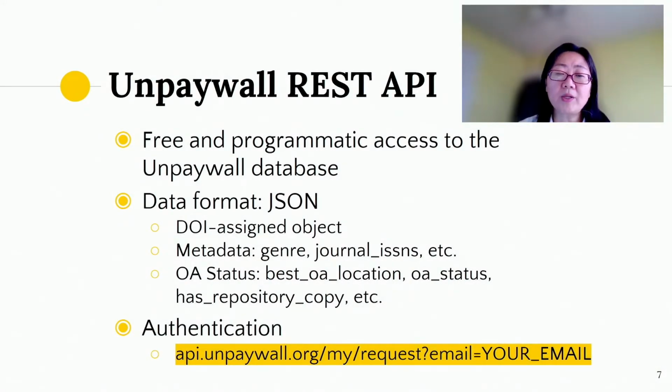Unpaywall's REST API provides free and programmatic access to its database. The data format is JSON. Users can use the Digital Object Identifier, DOI, to retrieve metadata and OA status of a publication. The request includes the DOI of a publication, and it also ends with the user's email address.